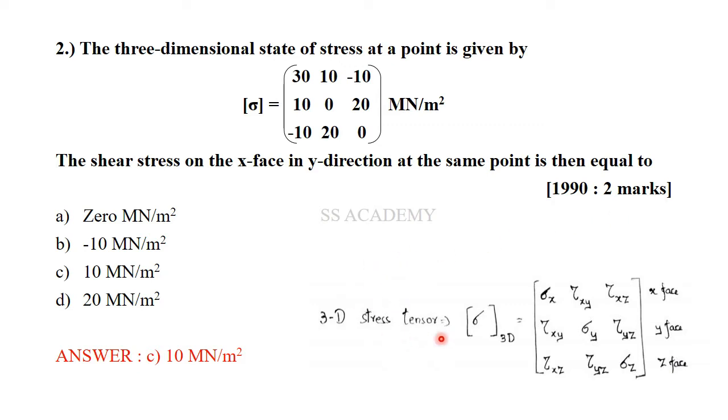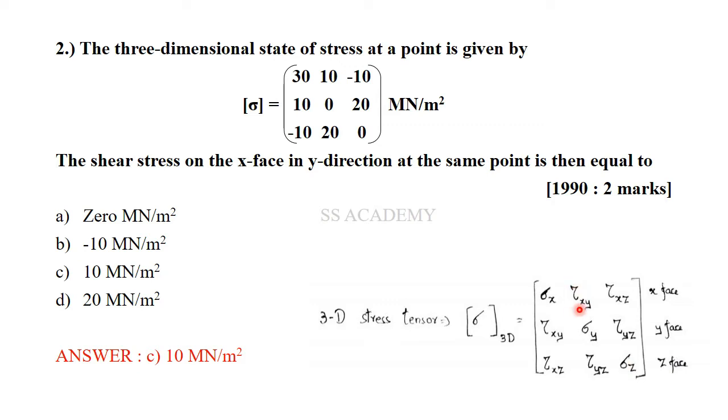What is a stress tensor? Actually, the matrix representation of the state of stress at a point is referred to as the stress tensor. And if it is for 3 dimensions, it is referred to as the 3-dimensional stress tensor. So sigma 3D is equal to the matrix, whose values correspond to these notations. Sigma x refers to normal stress in x direction. Sigma y refers to normal stress in y direction. Similarly, sigma z is in z direction.